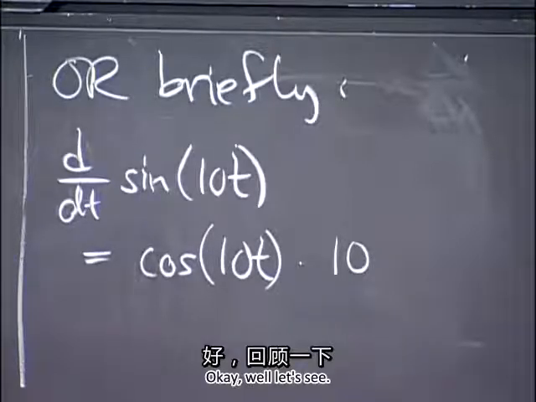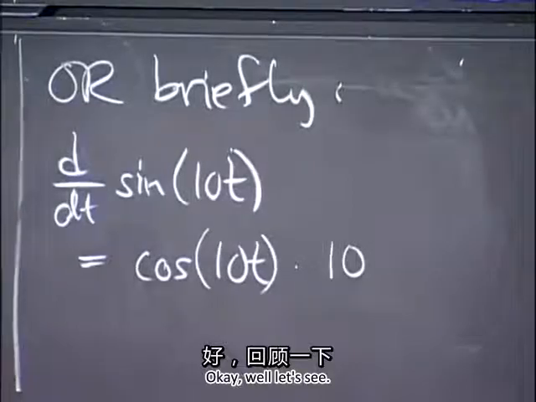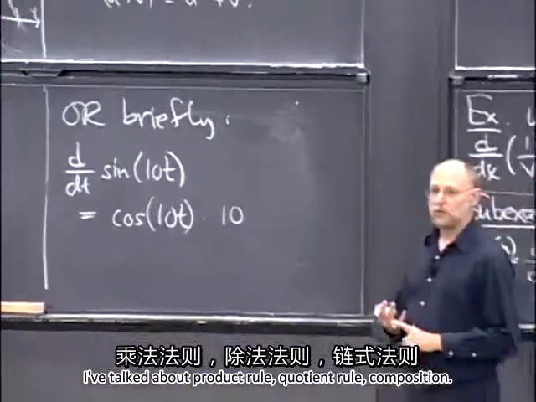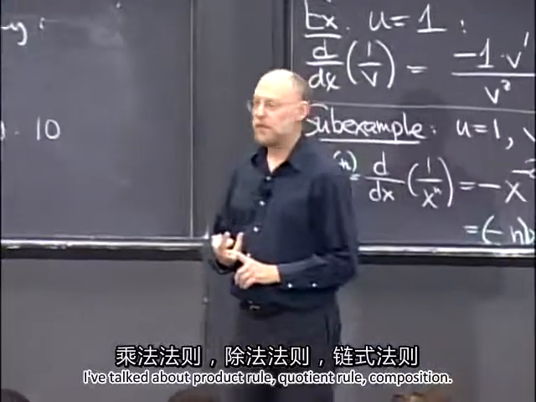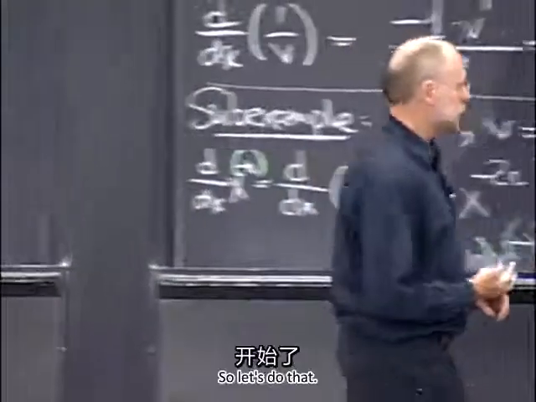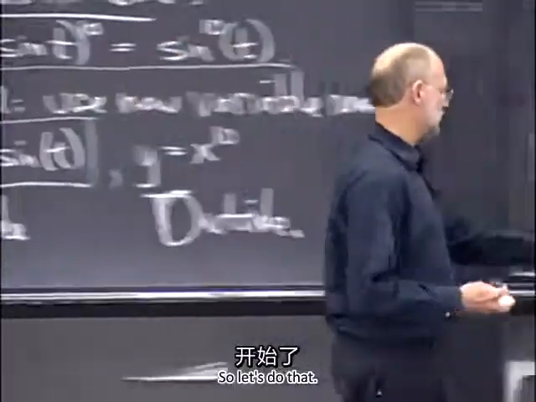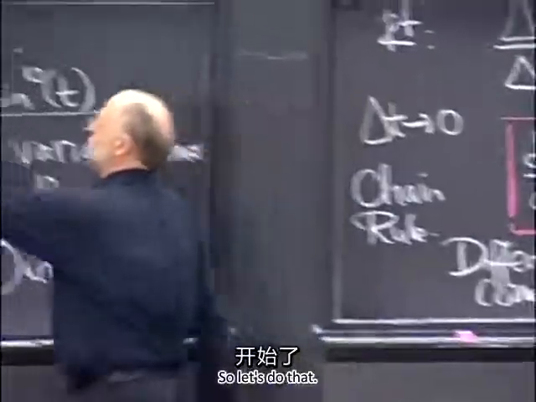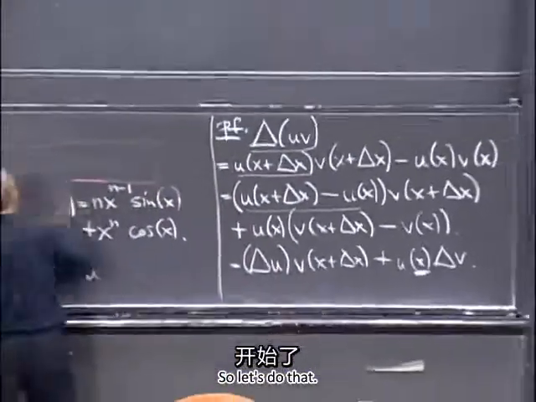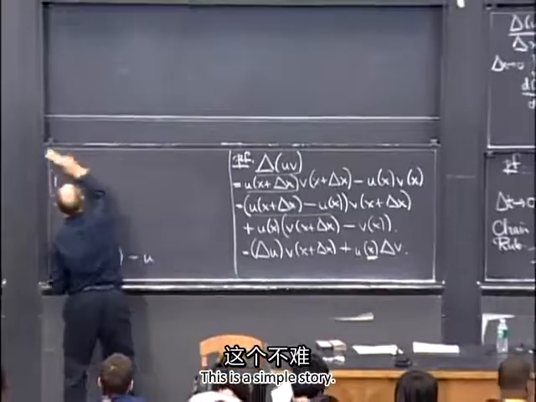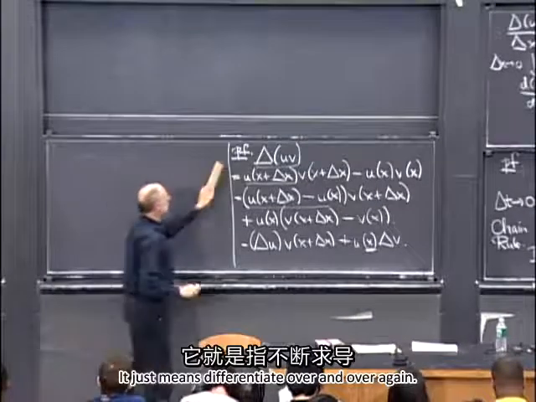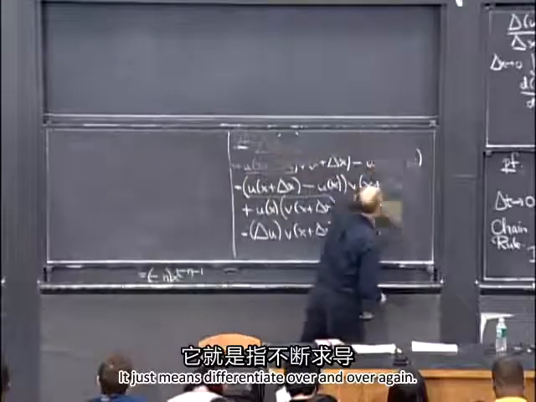Okay, well, let's see. What have I covered today? I've talked about product rule, quotient rule, composition. I should tell you something about higher derivatives as well. So let's do that. This is a simple story. Higher is a kind of a strange word. It just means differentiate over and over again.